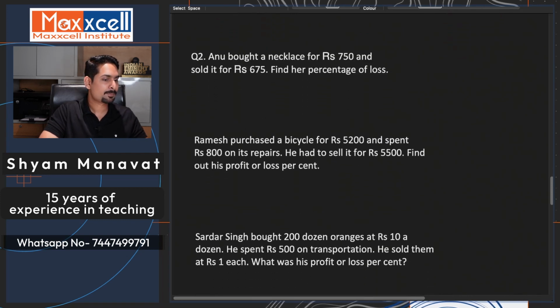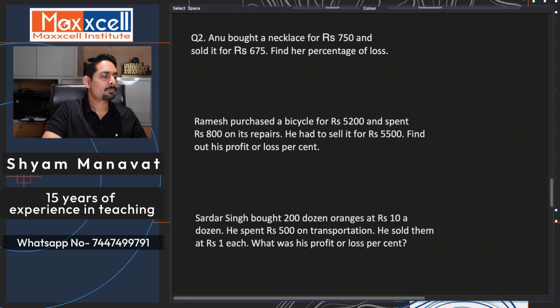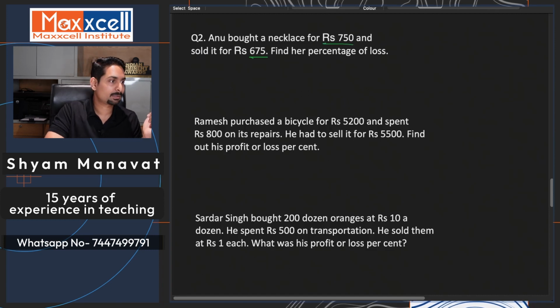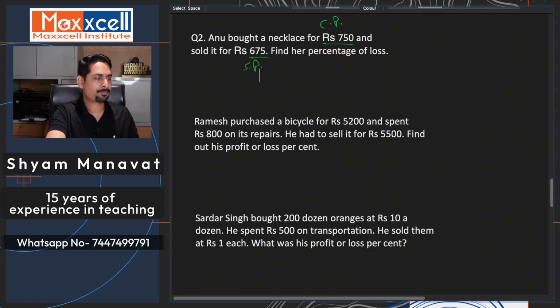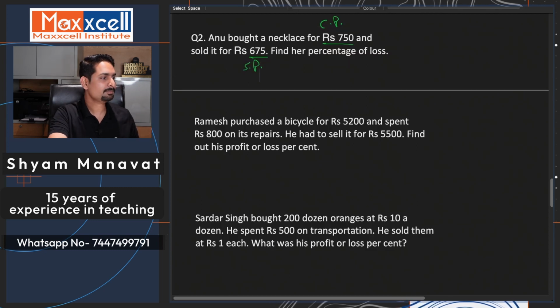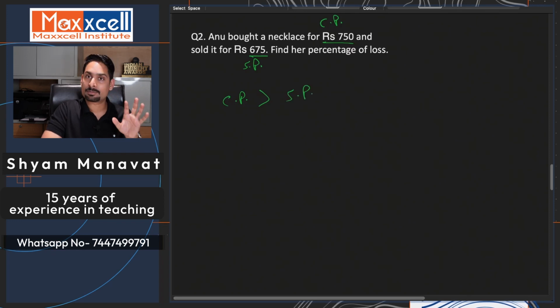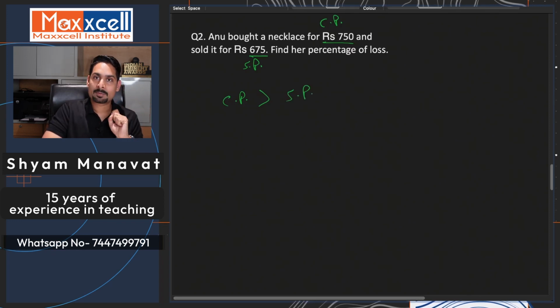Okay. Now again, come to the question. So Anu bought a necklace for 750 rupees and sold for 675. So do you see, bought means definitely this is cost price, and sold means definitely this is what? Selling price. So do you see here that cost price is more than selling price, selling at less price? So this is a case of loss. So what is loss percentage in that case?